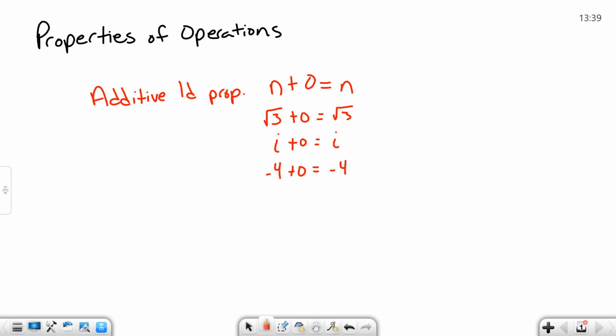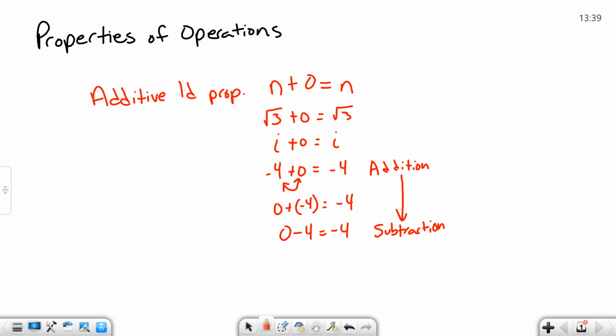But can I turn this into subtraction? And the answer is yes. Because this is an addition sign, I can flip these. 0 plus -4 equals -4. But if I take this one step further, I can get rid of the addition sign and just leave the -4. And now I have subtraction. So here we go from addition to subtraction, just by manipulating where those are placed.